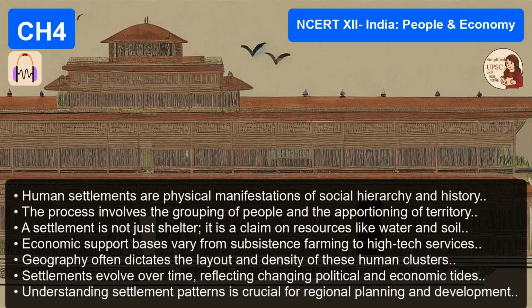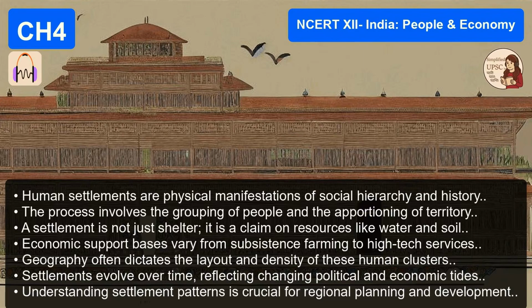The text explicitly says the process involves the grouping of people and the apportioning of territory. It's about dividing up the map. So whether we're talking about a tiny hamlet of 5 families or a mega city like Mumbai, it fundamentally boils down to people grouping together to exploit a specific resource base. Correct. And that brings us to the first major cleavage in this topic, the Great Divide, rural versus urban.